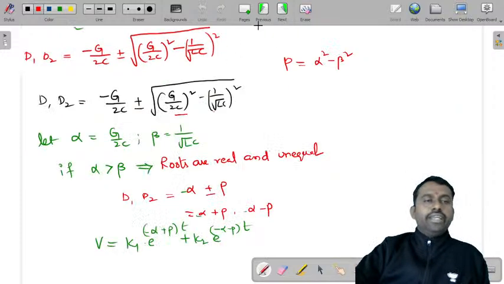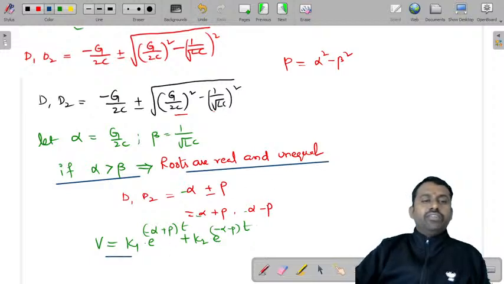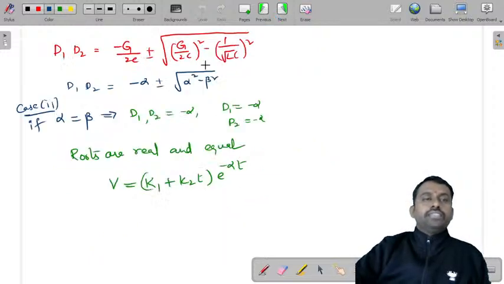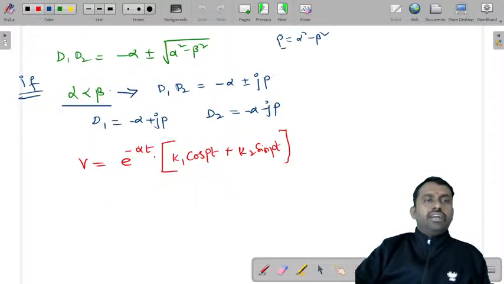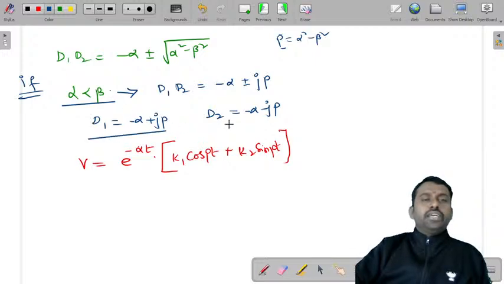the solution will vary. So we have considered the first case as alpha greater than beta, where the roots are real and unequal, and we got V is equal to. And similarly, when alpha is equal to beta, you got real and equal roots, and this is the solution. If alpha is less than beta, these are the two roots.